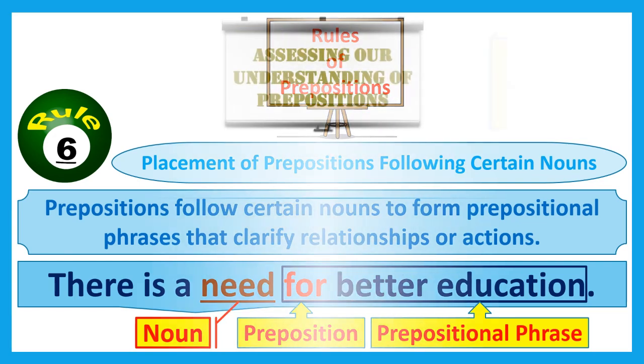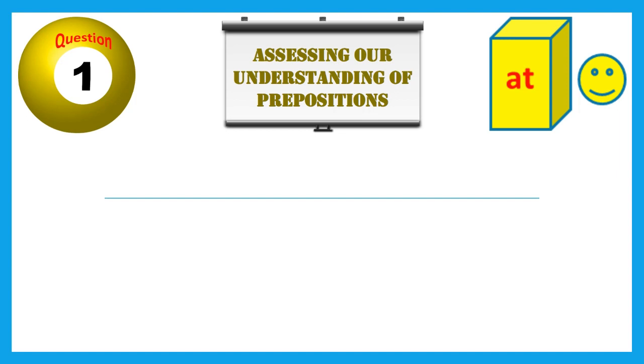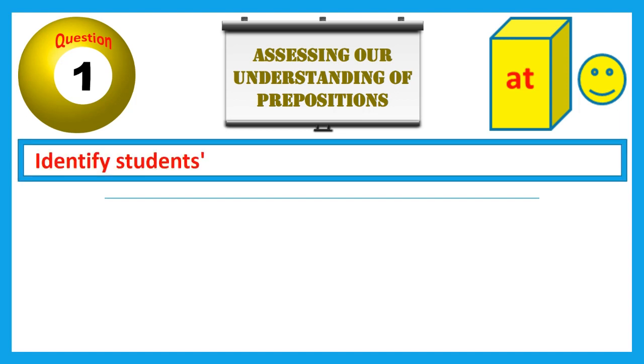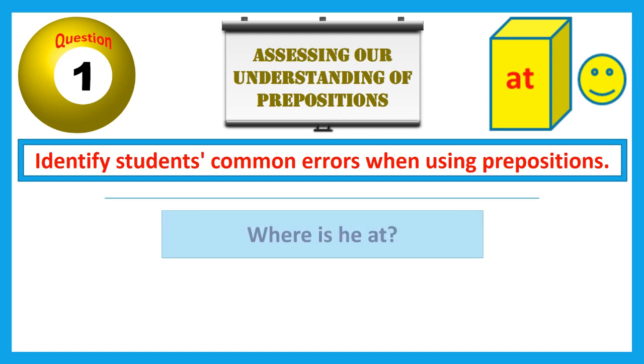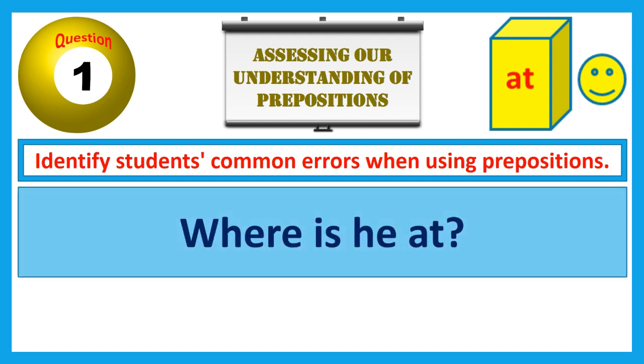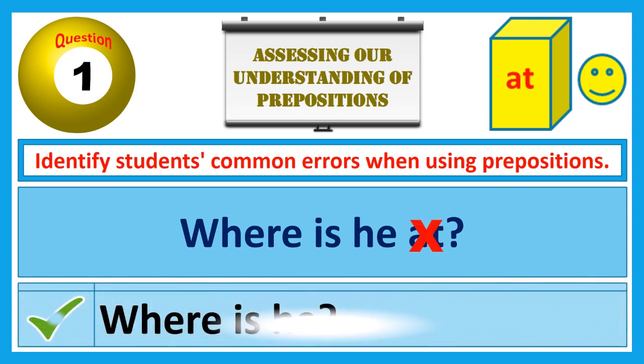Let's assess our understanding of prepositions. Question 1. Identify students' common errors when using prepositions. Consider the sentence, where is he at? In this sentence, the subject is making a redundant use of the preposition "at." The correct form is, where is he?